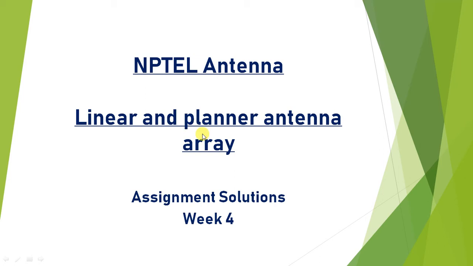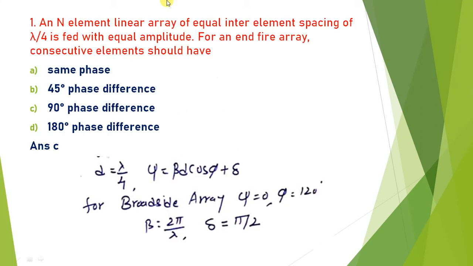Okay, so in this video, we will discuss some MCQs and examples related to planar arrays, which include end fire array as well as broadside array. So let's start. Example number 1: an n-element linear array of equal inter-element spacing of lambda by 4 is fed with equal amplitude. For an end fire array, the consecutive elements should have which type of phase difference?